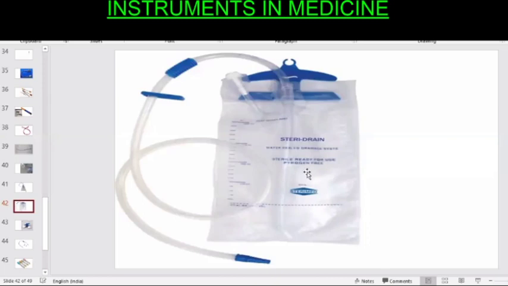So any questions regarding this? This is a sterile bag. It can be kept attached for multiple days also. So what is the capacity? The capacity will depend on the bag. You can read it on the bag only. It can be from 2 liters, and also depends on the size of the bag.